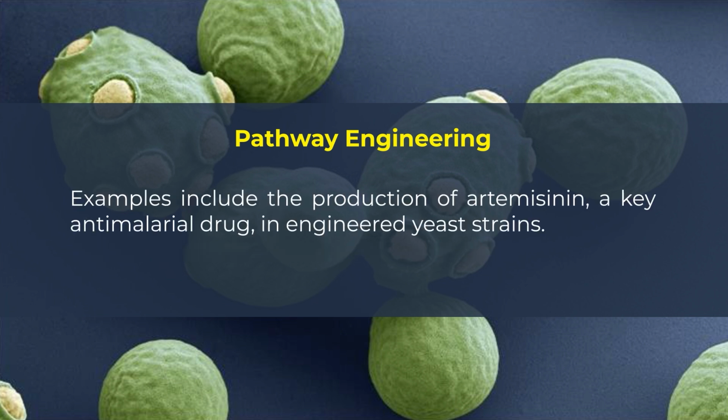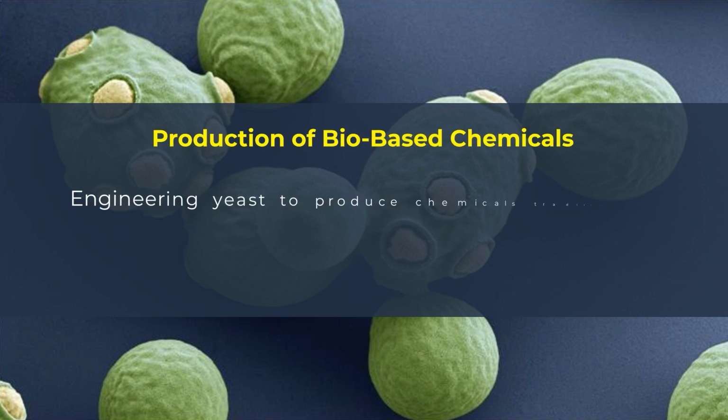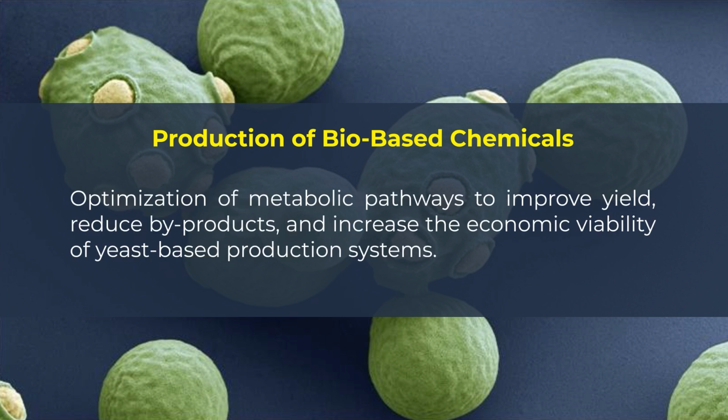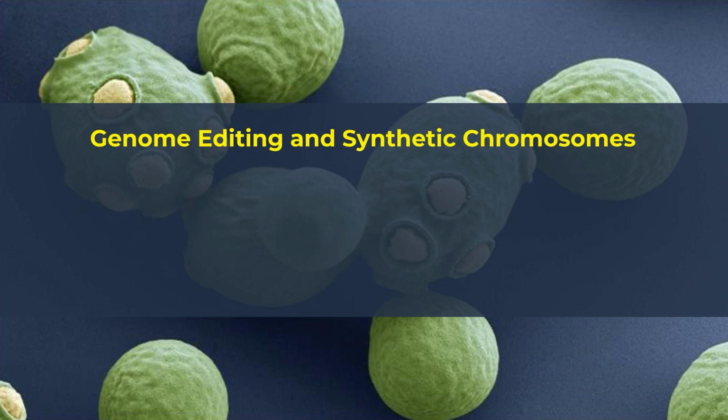The examples include the production of artemisinin, a key anti-malarial drug, in engineered yeast strains. Production of bio-based chemicals: engineered yeast again is used to produce chemicals traditionally derived from petroleum, such as lactic acid, isobutanol and fatty acids. Optimization of metabolic pathways improves yield, reduces byproducts and increases the economic viability of yeast-based production systems. Again, yeast is used for genome editing and for synthetic chromosomes.